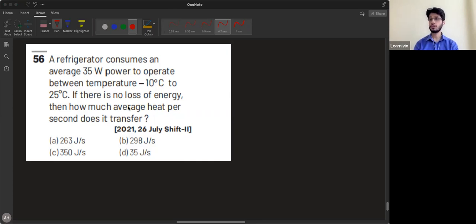So this 35 watt is the power. Power means work done per unit time. So this is work done in 1 second. Rehan, out of minus 10 degrees Celsius and 25 degrees Celsius, which one is T1 and which one is T2? Aditya, which one is T1 and which one is T2?